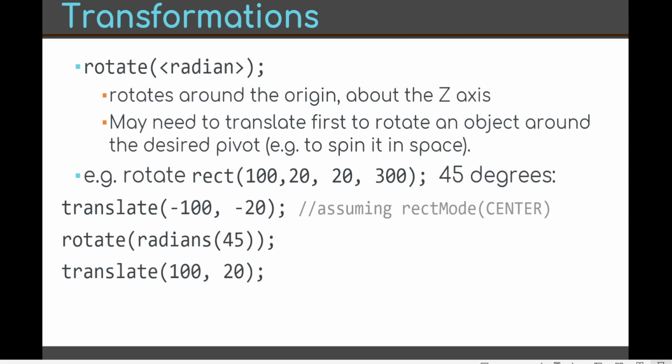So, for instance, in 2D, if we wanted to rotate a rectangle by 45 degrees, we would translate that rectangle to the middle, assuming rect mode is center, and then we would rotate by 45 degrees in radians and then translate it back, and that would get our 45 degree rotation. Where you translate to, where you set the origin, that's your pivot point. You can put it anywhere you'd like. Conventionally, if you want to rotate an object, you put that pivot point on the center. The implicit z-axis is now looking down onto that 0, 0 origin.